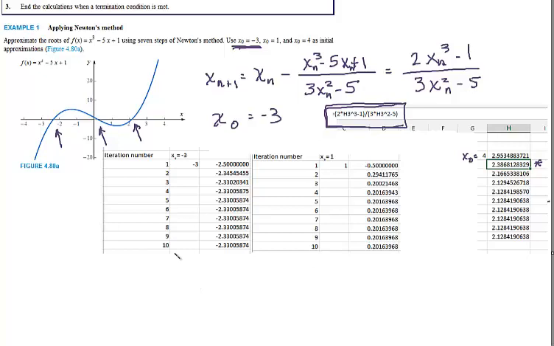And this first root is at negative 2.33. This next root is at 0.202, and this one happens to be at 2.13. And I've used Newton's method to get those three roots in Excel.